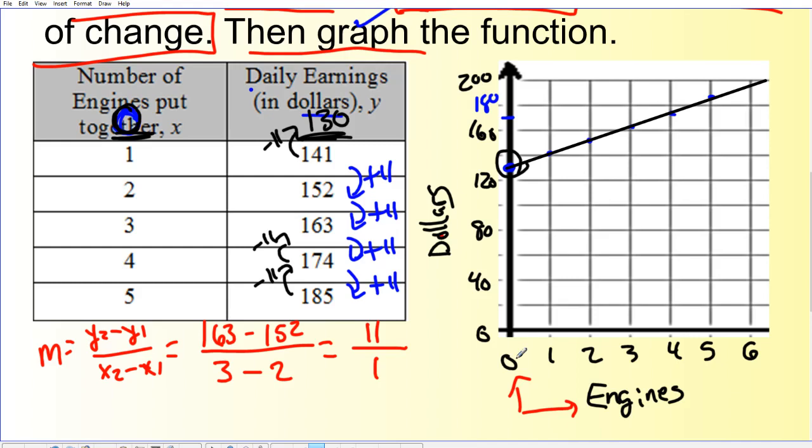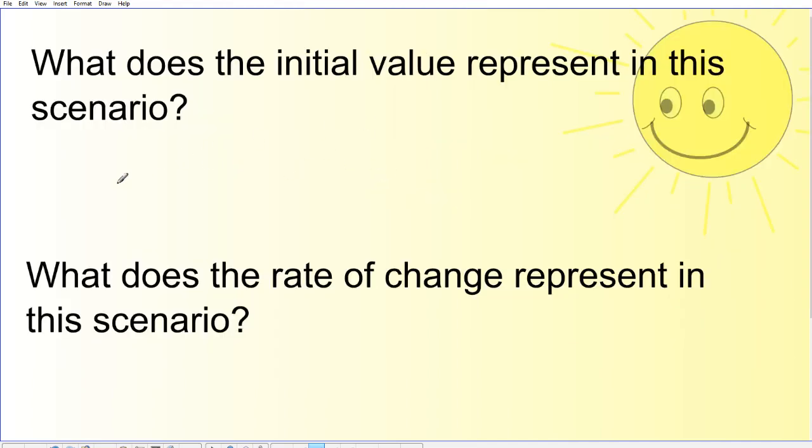So you start with that much money, but the more you put together, the more money you get. And so it's kind of an incentive to work harder and work faster. But if you don't put together any engines for a couple days, they're going to catch on and you're fired. You don't make any more money. Okay, so the initial value is his daily wage. That's how much money he gets paid at the beginning of the problem.